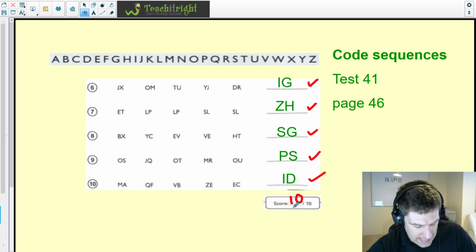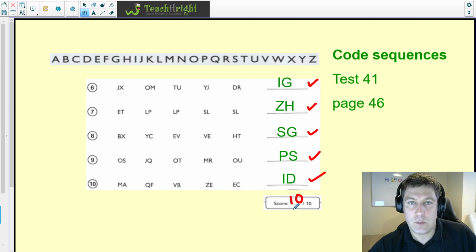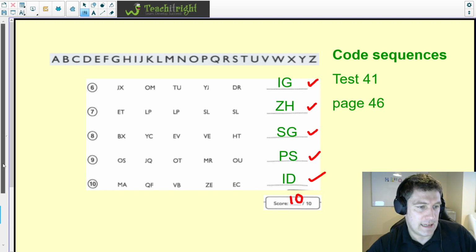Question 9, PS. First letter, every other letter, +0, +3. Second letter was every other letter, +1. And the last one, ID. First letter was +4, +5, +4, +5, +4. And the second letter was every other letter, +1, -1. So brilliant. Well done if you managed to get 10 out of 10 or even close to 10 out of 10 on those particular ones.